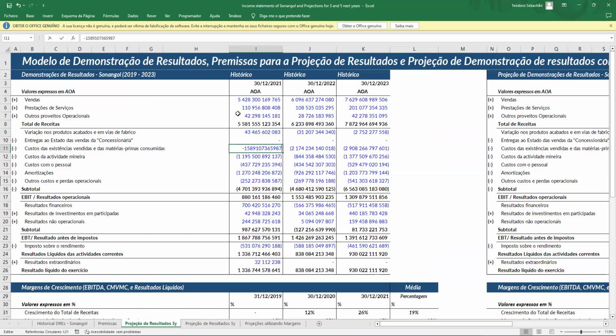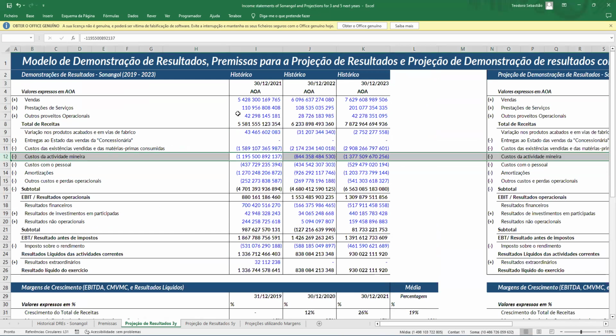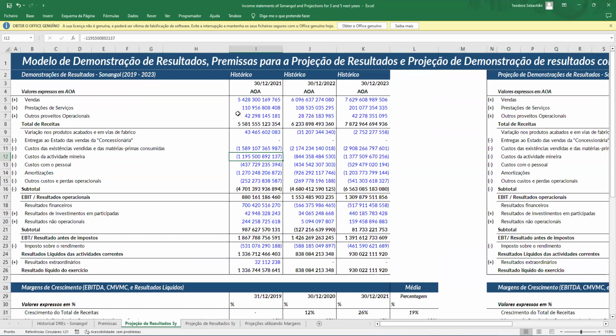For the COGS, that is the custo das licencias vendidas, we can also see a growth in their COGS, as we can see here, that is following the growth of the revenue. The custo das atividades mineiras, we can see that it decreased, which is good. They're applying strategies to cut their costs, and it increased back in 2022.